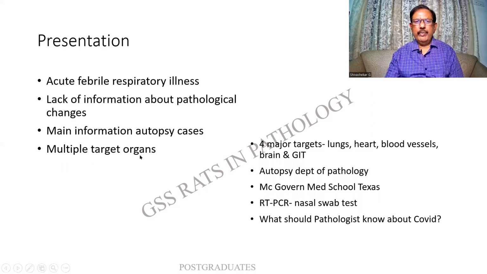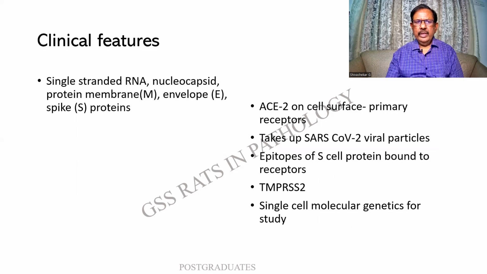It is not a disease of a particular organ or organ system. Multiple sites were affected, such as the lungs, heart, blood vessels, CNS, brain, GI tract. And this is one of the references that has contributed. RT-PCR created a miracle in the diagnosis. However, what is it that the pathologist should know now that the exam is around the corner?